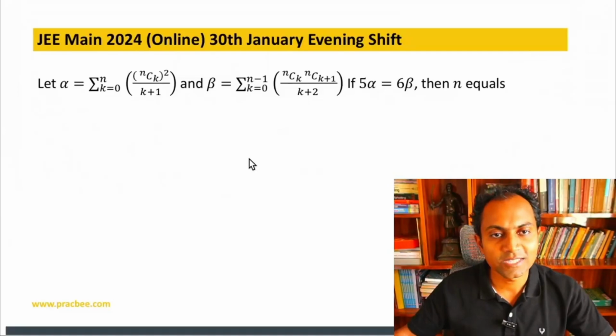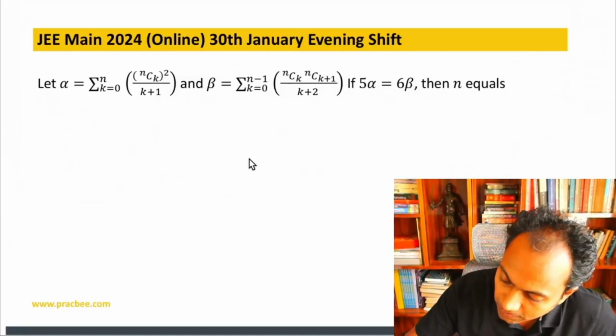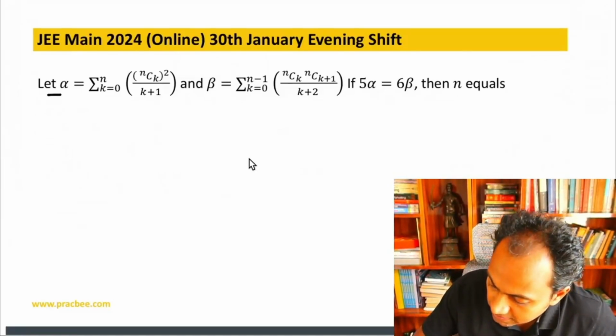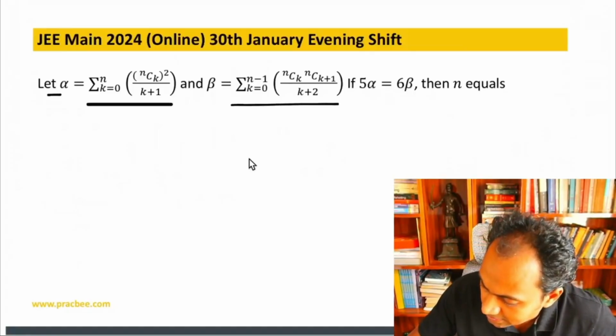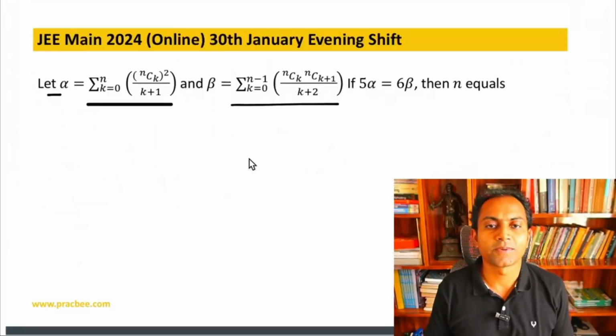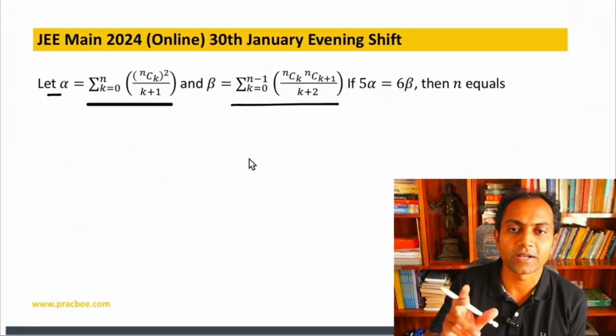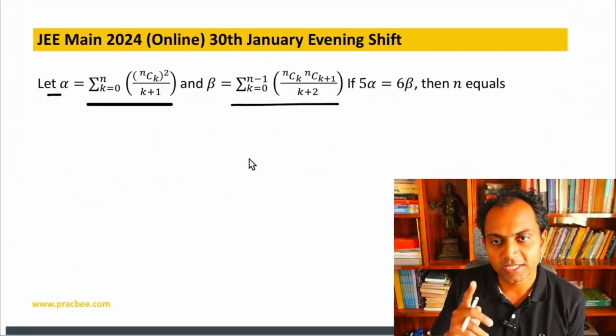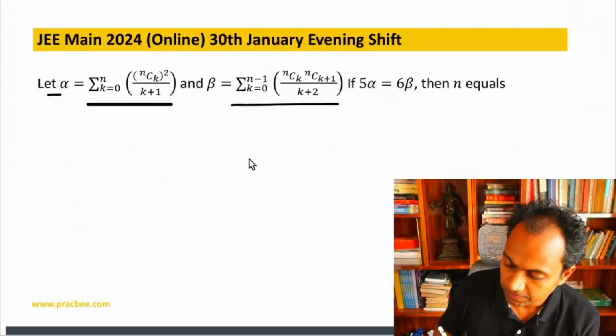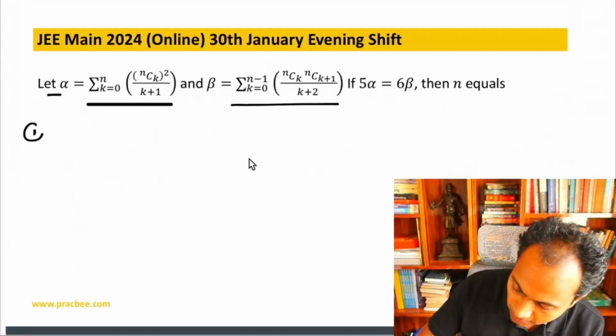Now if I look into this next 2024 question, it talks about alpha, that is nothing but the multiplication of these binomial coefficients, and then beta, that is nothing but the multiplication of these binomial coefficients. And then they are comparing 5 alpha with 6 beta and asking us to find the value of n. So the first step would be to find the value of alpha.